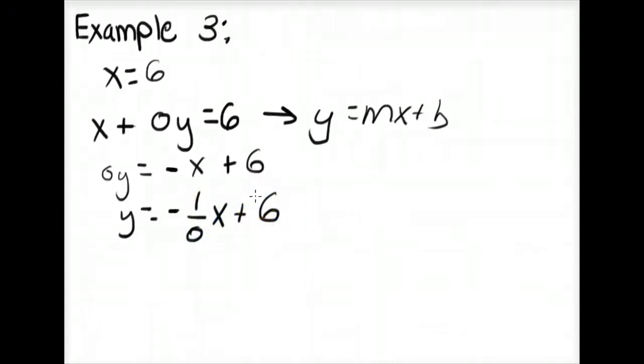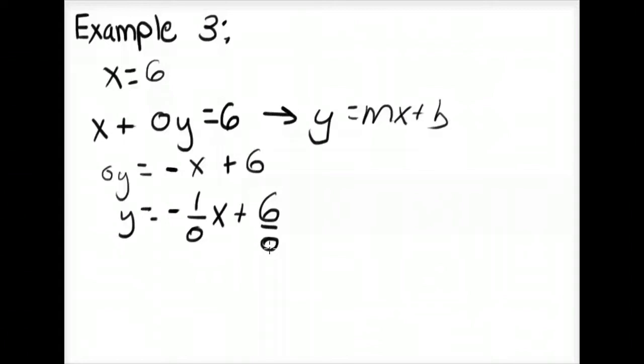Now, the quantities negative 1 over 0 and 6 over 0 are going to be infinite. These are going to be infinite quantities, meaning that they're larger than any real number because they're not real numbers. So that means that there really is no slope and no y-intercept.